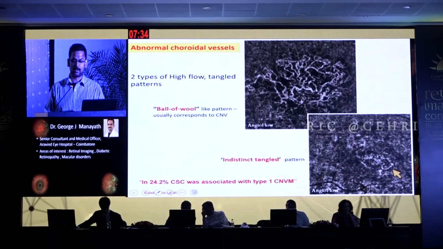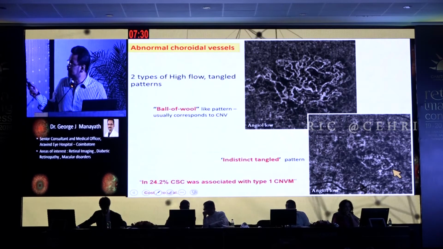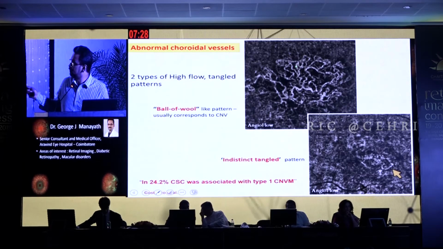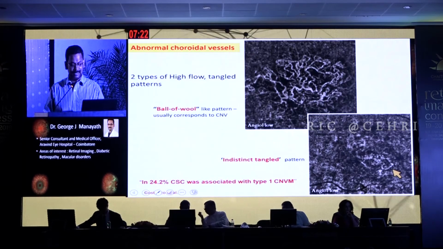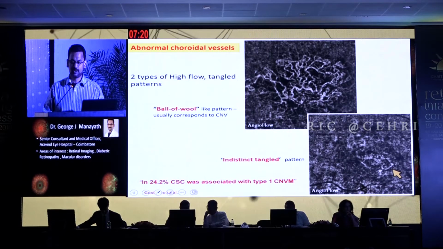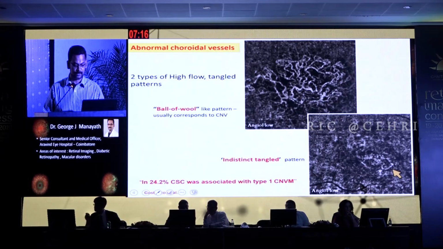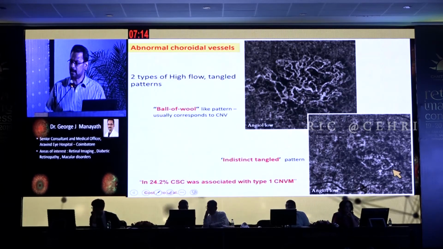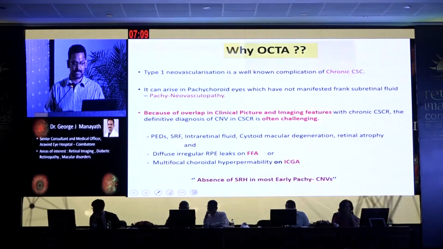So the abnormal choroidal vessels that can be seen are of two types of high flow tangled pattern. The first pattern is a ball of wool pattern which corresponds to the choroidal neovascular membrane, and the second pattern is a loose indistinct tangled pattern which may or may not be an early choroidal neovascular membrane. So in general, around 25% of chronic CSR have been shown to have type 1 CNVM.